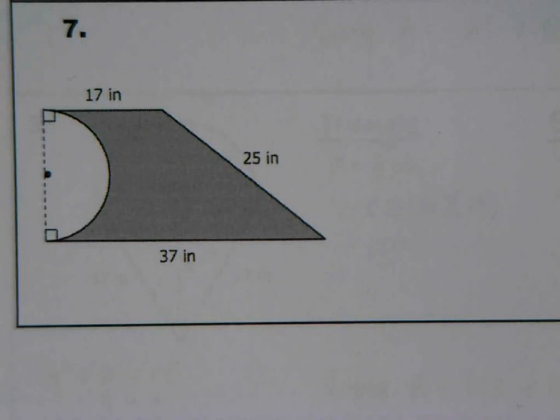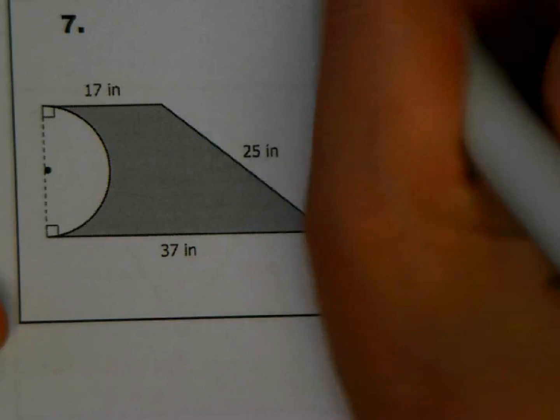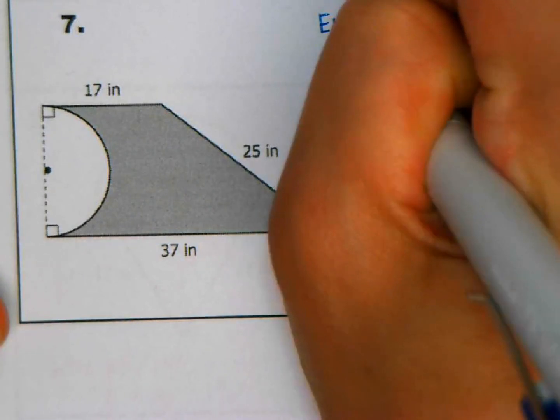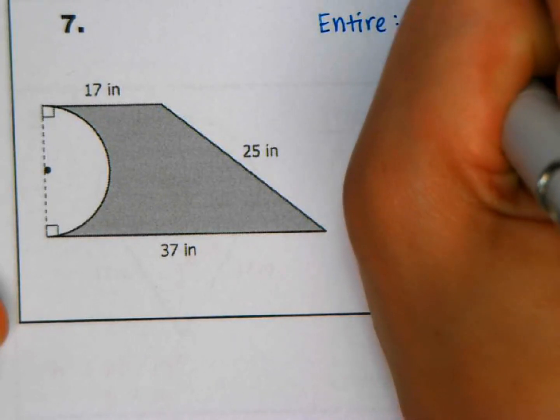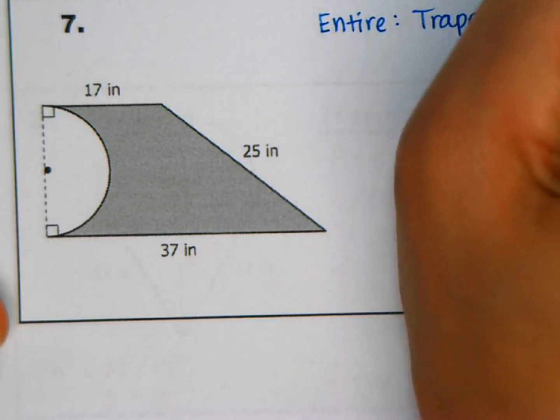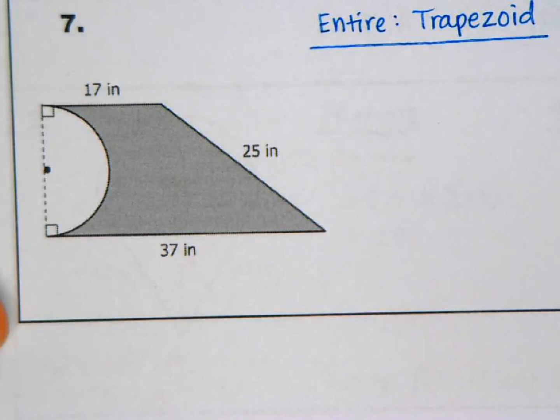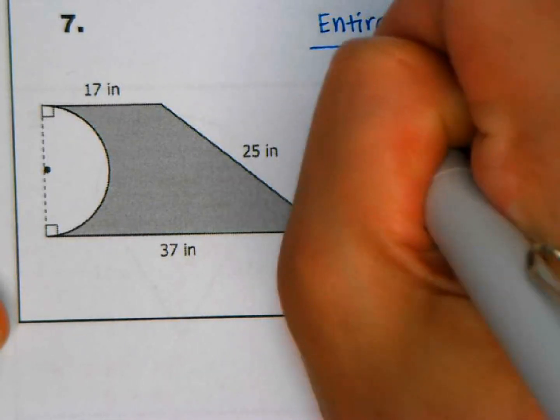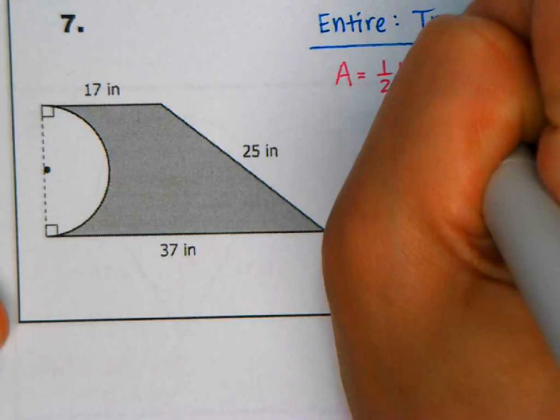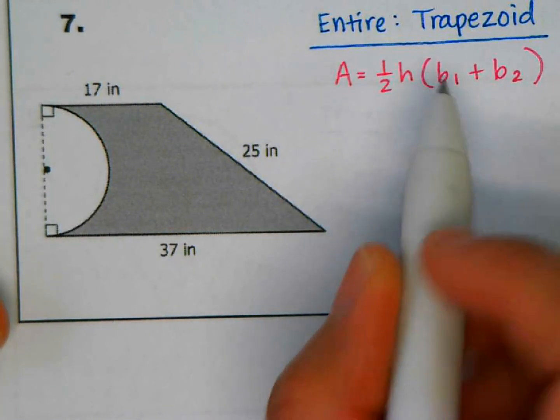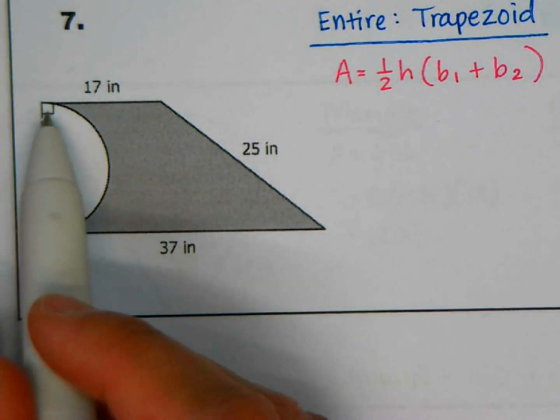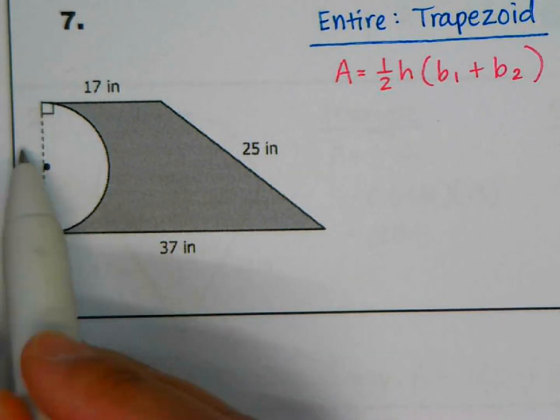This is called a trapezoid. So the entire shape is a trapezoid. And that's this little number. A is equal to 1/2 times height times base 1 plus base 2. Anytime you see a B and an H in a formula, we're looking for a 90-degree angle. There's one right here, but that's missing. So we're going to have to do a little detective work.